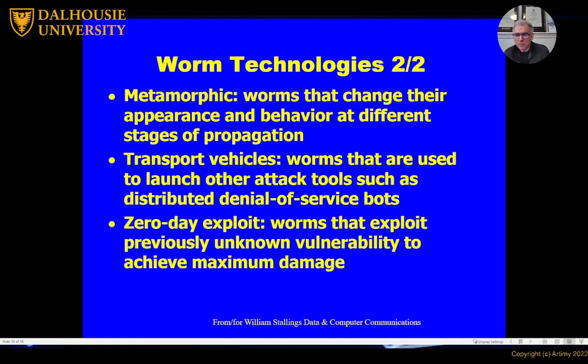Transport vehicles are worms that are used to launch other attack tools such as denial of service bots. We'll talk about this later, but these are worms that by themselves don't do harm, but they are used to install another software that does the harm, right? And finally, we have something called the zero-day exploit. It's not just specific to worms, but it's a term applied to anything that is still unknown to the security people, right?